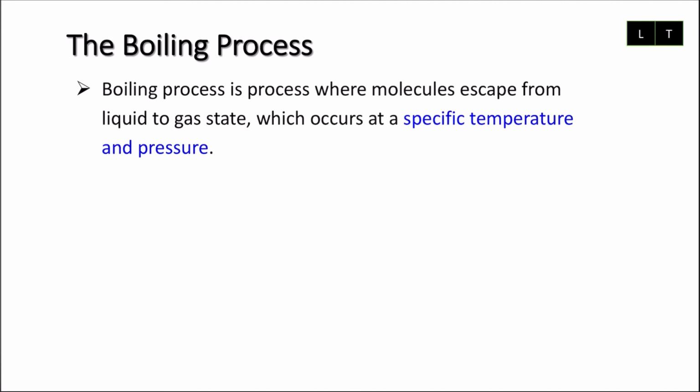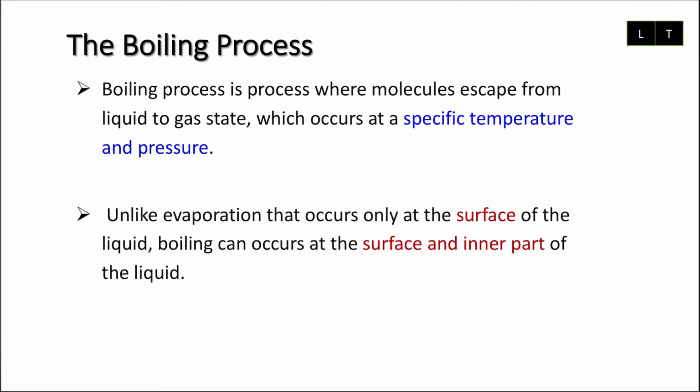Now kita masuk bahagian yang terakhir iaitu boiling process. Boiling process is a process where molecules escape from liquid to gas state, which occurs at specific temperature and pressure. Dia tidak sama dengan evaporation, di mana evaporation hanya berlaku dekat surface area of the liquid. Tetapi boiling point boleh berlaku dekat surface dan juga bahagian dalam liquid. Dan macam mana kita nak detect boiling process itu telah dicapai? Biasanya kita nampak bubbles during boiling process.